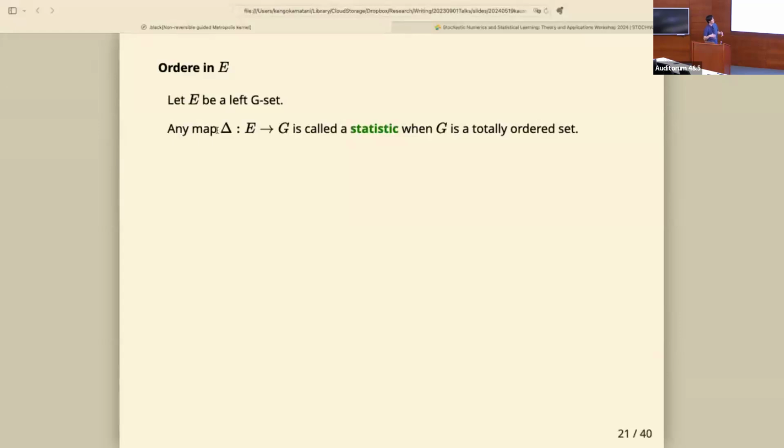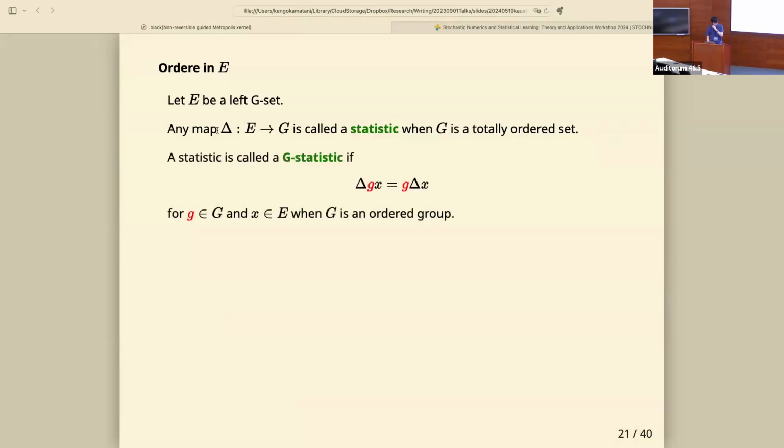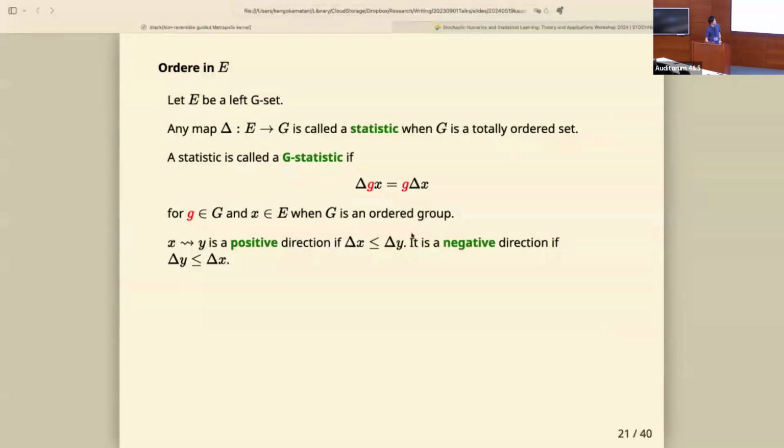So delta is a function from the big general space into an ordered space. And we assume that the function does not break the group action structure. And we say that X to Y is a positive direction if we have a nice order in the ordered set. So if delta Y is bigger than delta X, we say that X to Y is positive. And if delta X is bigger than delta Y, it is negative. So we introduce order in the big general state space. So we are almost done.